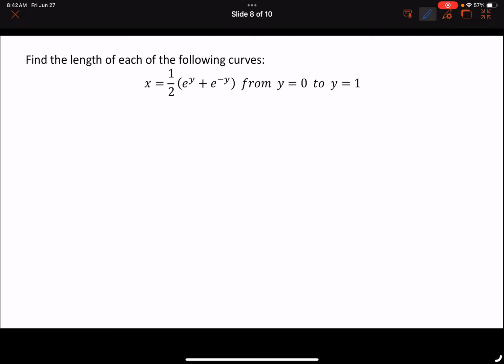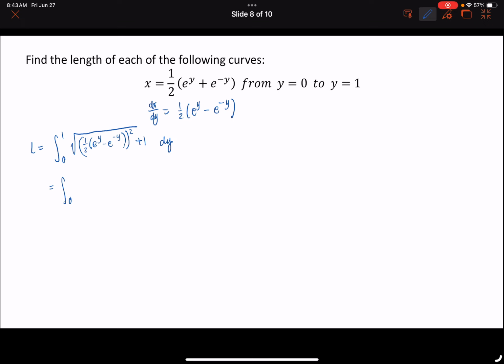Next, let's find the length of the curve x equal to 1/2 of e to the y plus e to the negative y from 0 to 1. So we need dx over dy, which is 1/2 of e raised to y minus e raised to negative y. So the length of the arc is given by the integral from 0 to 1 of the square root of 1/2 e to the y minus e to the negative y, squared, plus 1 dy.